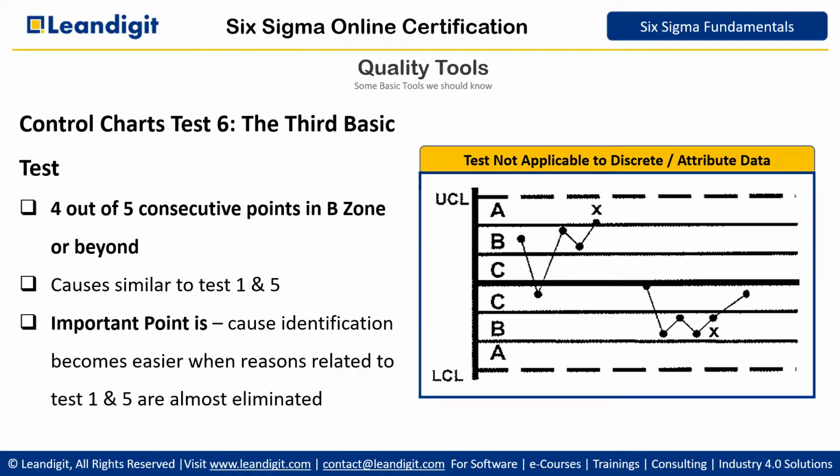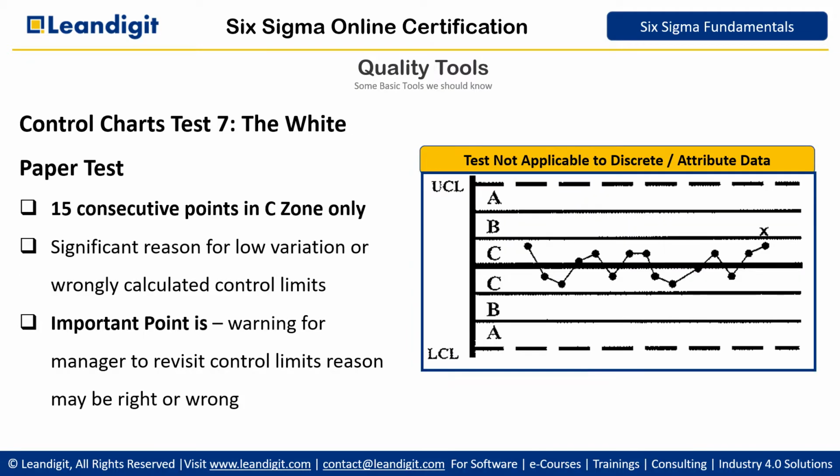Test number 6 is the 3rd basic test: 4 out of 5 consecutive points in B zone or beyond. Obviously this becomes visible once test number 1 and test number 5 are taken care of.